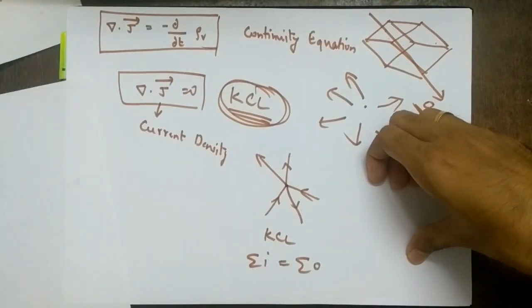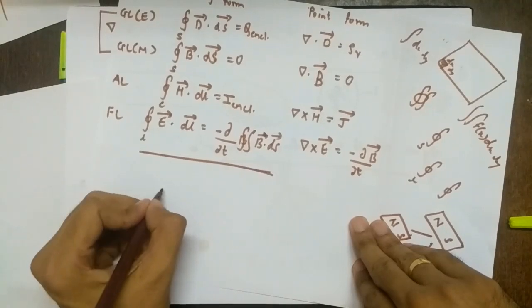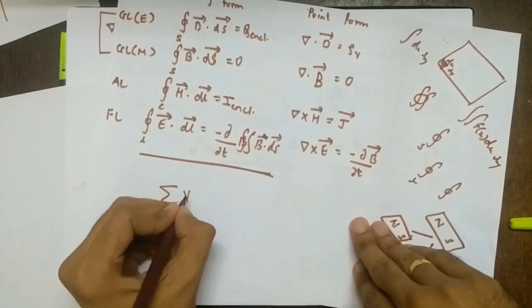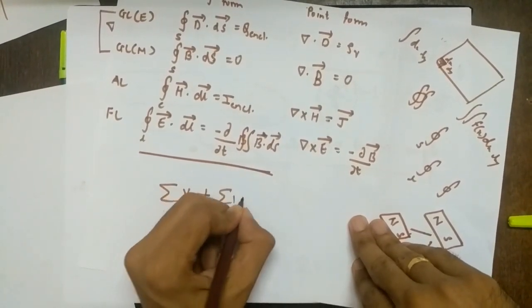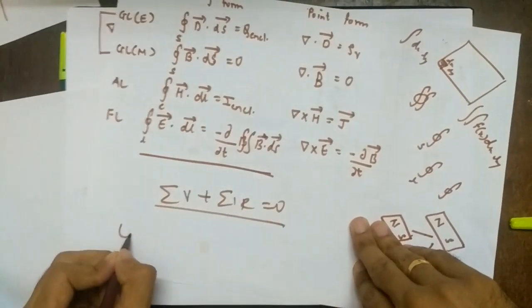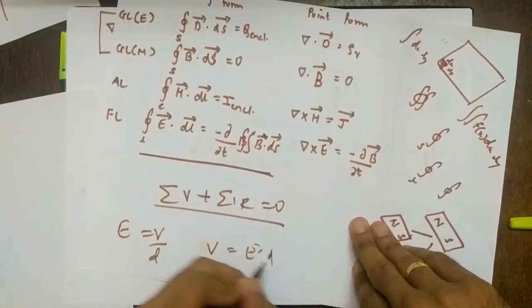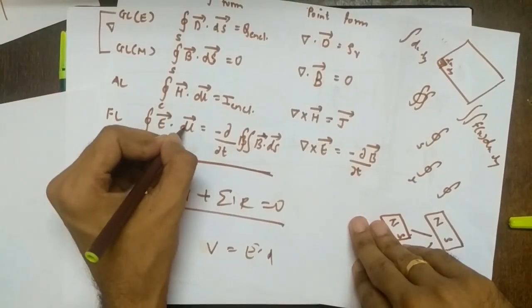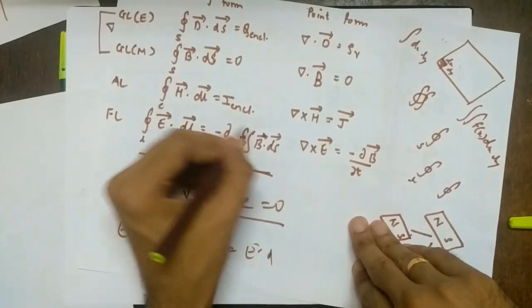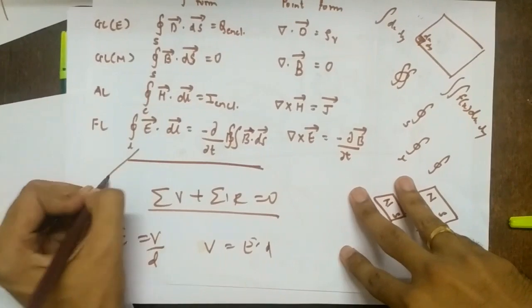Similarly, we can prove KVL also. That we can prove using which thing? Using this equation. KVL is what? The summation of all the voltages and the products of current and resistance is 0. If you see, we saw E is V by d, so what is voltage? It is E into dl. So this is nothing but E dot dl, where dl is distance. This summation is again in static form, because a DC source is static, independent of time. So this is 0.